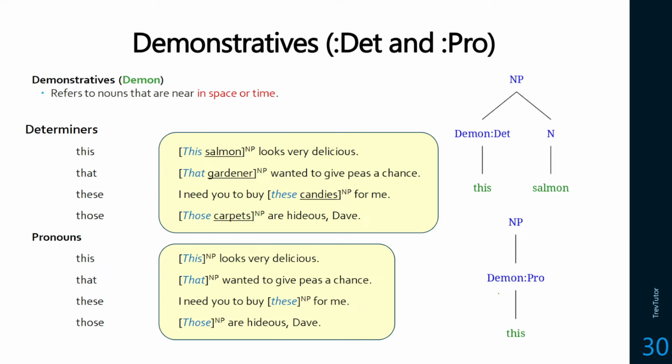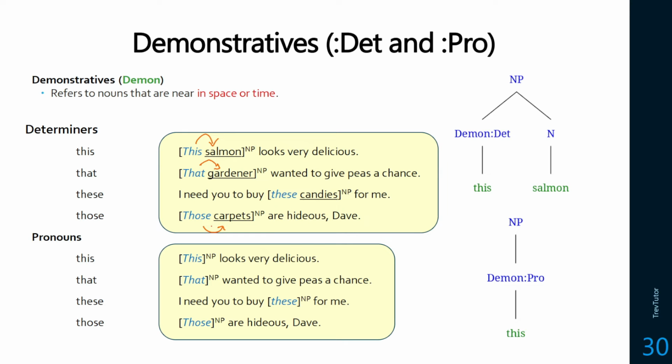Now, demonstratives are words that talk about the noun in terms of location or space and time. So things either in front of you or away from you, things present or in the past. These are words like this, that, these, and those. In fact, these are the only four demonstratives that we have in English: this, that, these, and those. When it acts as a determiner, it's going to introduce the noun. So this salmon looks very delicious. That gardener wanted to give peas a chance. Those carpets are hideous, Dave.